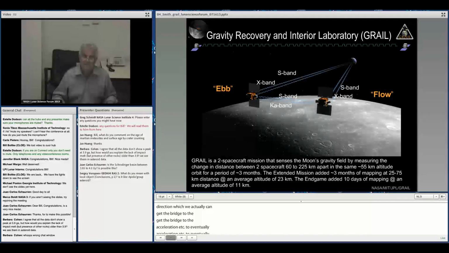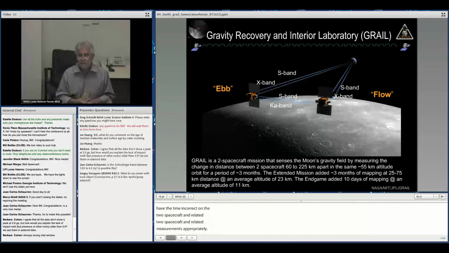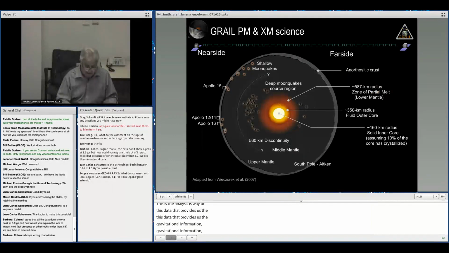The X-band and S-band are ways of sending data back, of making sure that we've got the timing correct on the two spacecraft, and that we can relate the measurements appropriately. But this is how it's done, and it is the analysis principally of the Ka band data that provides us the gravity field information, although it's true also that the X-band and the S-band are important for certain components of the particularly long wavelength aspect of the gravity field.